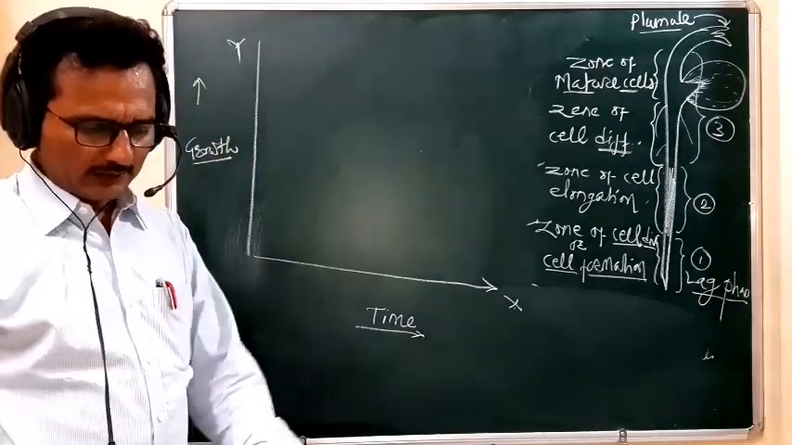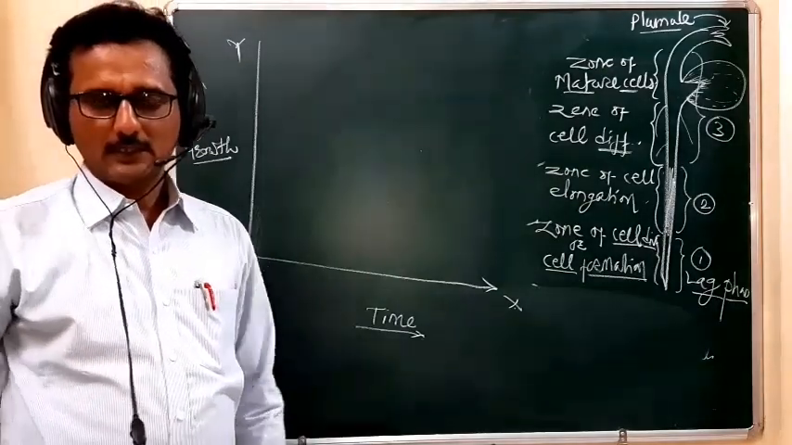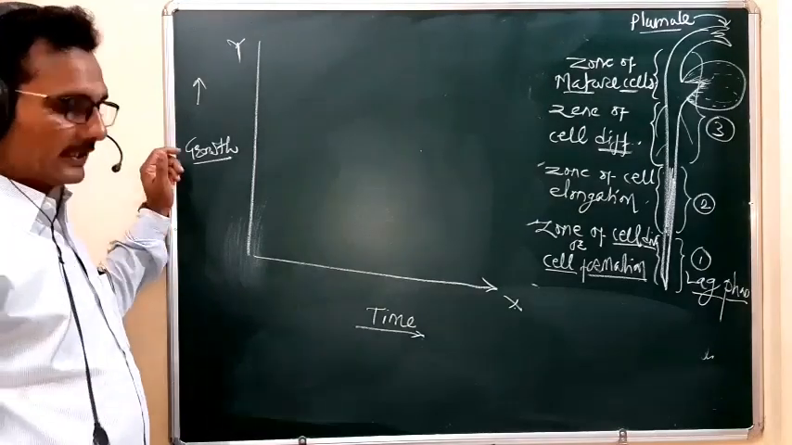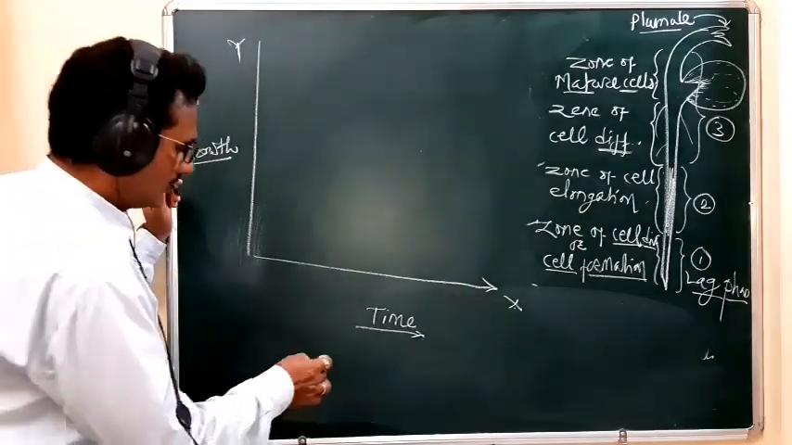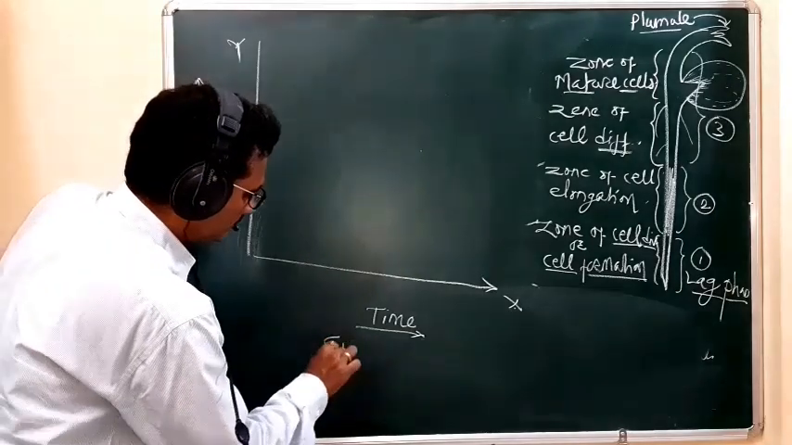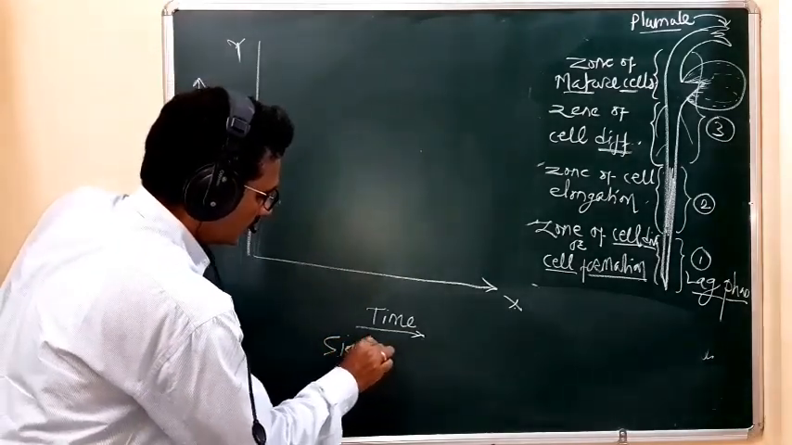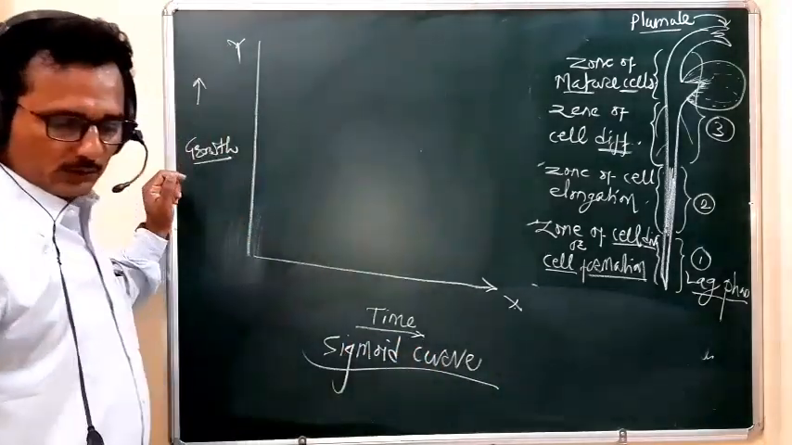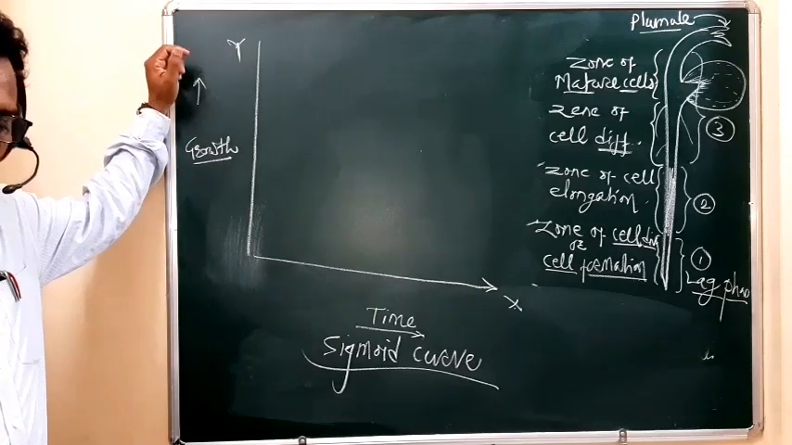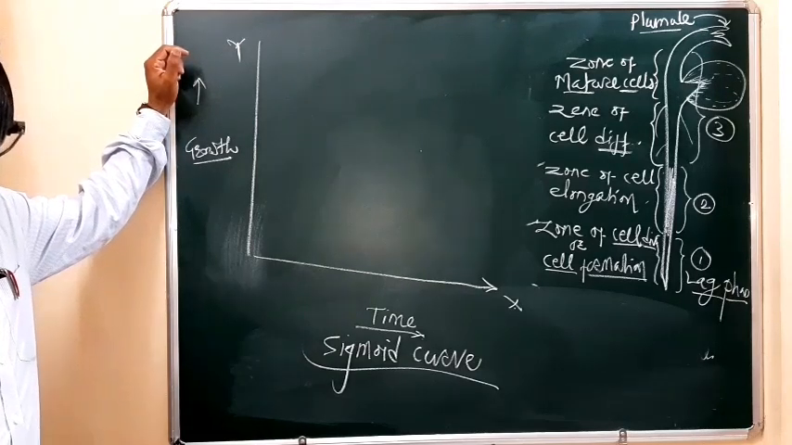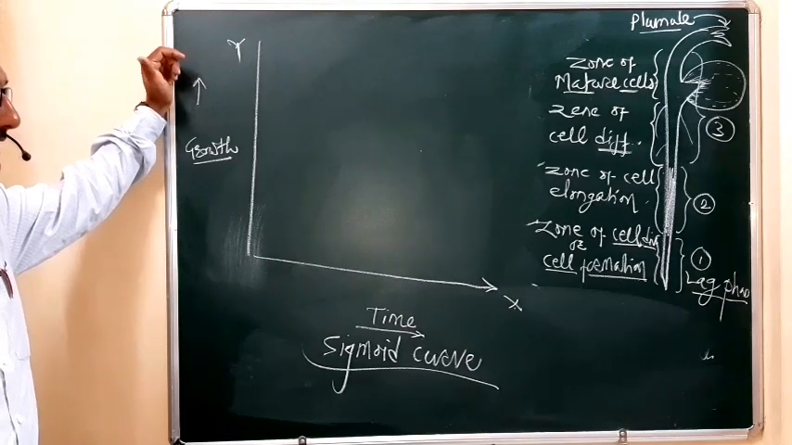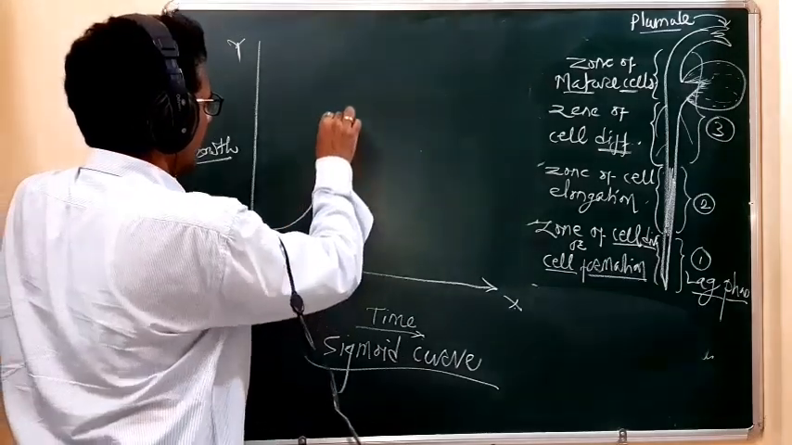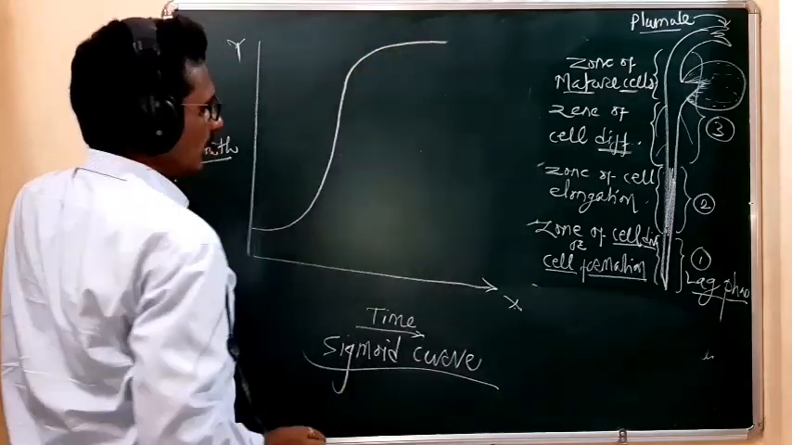Then what type of graph is obtained with respect to these three phases of growth? We have the sigmoid curve. The sigmoid growth curve is observed when we plot the graph considering these three phases of growth. So let's see how the sigmoid curve is obtained.